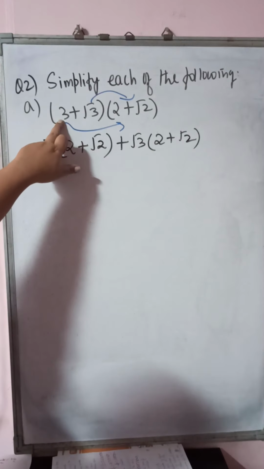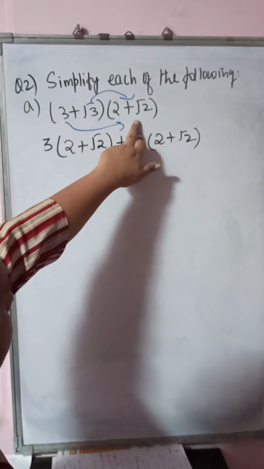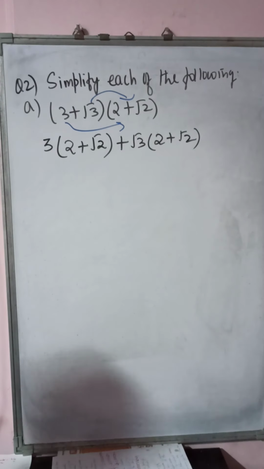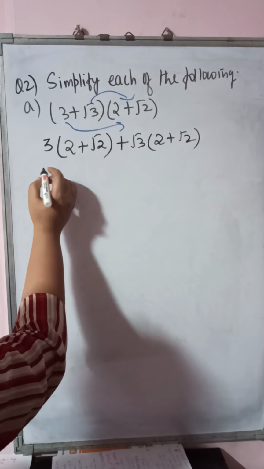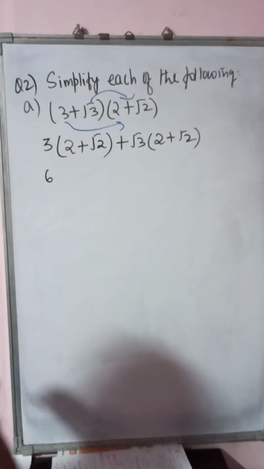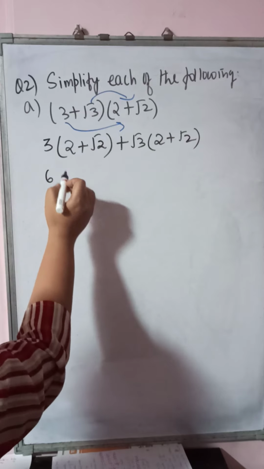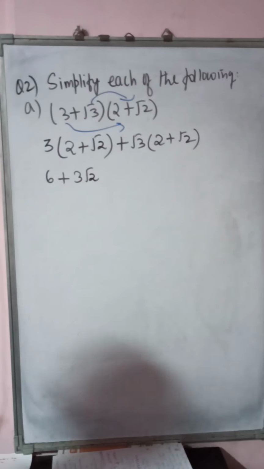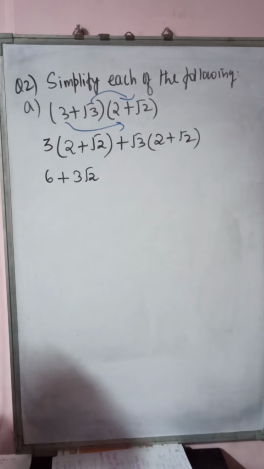First multiply the first term of the first bracket with the whole second bracket, and then multiply the second term of the first bracket with the entire term in the bracket. Now you have to simply multiply. 3 into 2 is 6. Now the multiplication rule of integers: this 3 has a plus sign, so plus into plus is plus. 3 into root 2 will be 3 root 2 only, because when you multiply a rational and an irrational, the answer is an irrational number only.